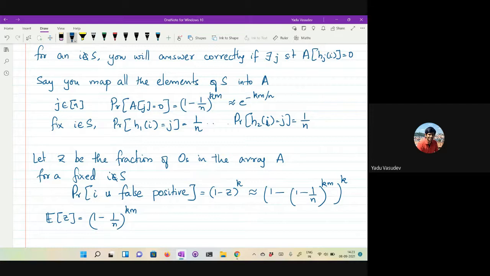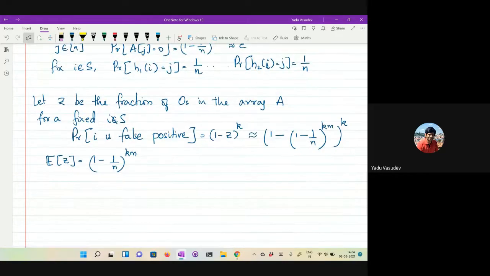So what we're going to do now is assume that we can replace it for now, and then we'll see why we can replace it. Suppose you could replace it; then the probability that i is a false positive is given by this equation, which I can write as 1 minus e power minus km divided by n, raised to k.